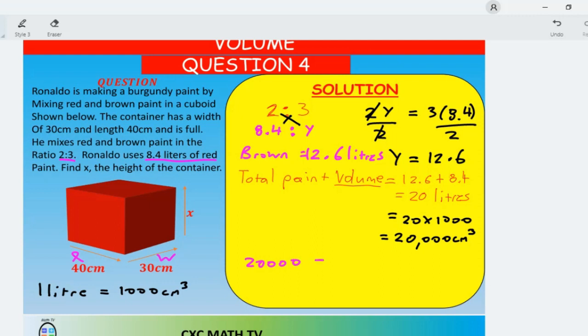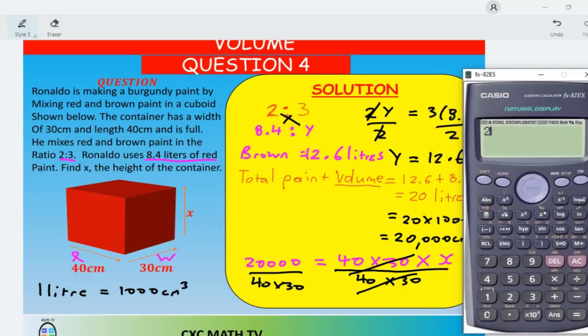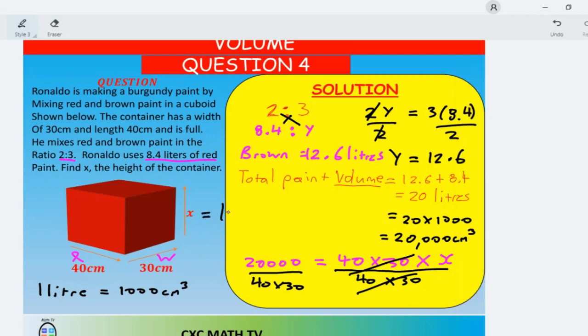So 20,000 is equal to the length times the width times the height. So all we do now is divide both sides by 40 times 30, and that will give us x. Cancel, cancel. So put that in, 20,000 divided by 40 times 30. And that's it. The height is that amount. It is 16 and 2 over 3 centimeters. So x is equal to 16 and 2 over 3 centimeters. Easy, easy, easy. Nice.